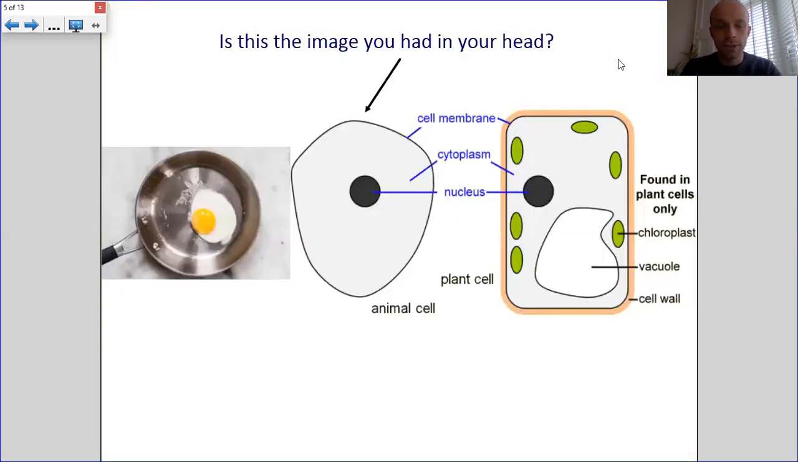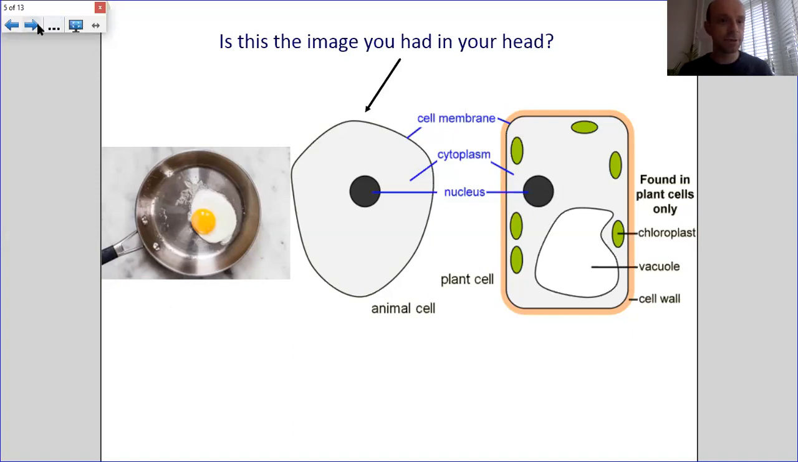Well, are you imagining something like this cell in the middle that basically looks like a fried egg? Because that's what a lot of people think of, isn't it? That's the first thing you're taught, I think, in first and second year, that this is an animal cell. They're all round and they look like fried eggs. They've got a cell membrane, a cytoplasm, and a nucleus. Well, that's a very simplistic understanding of an animal cell.